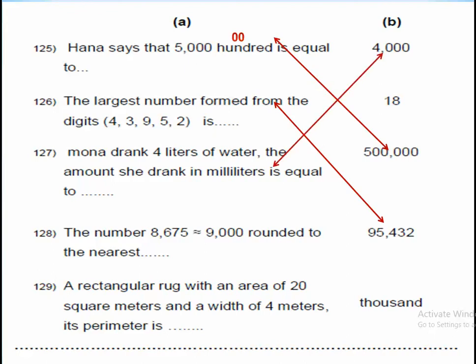The number 8,675 is rounded to 9,000 to the nearest, here we have 3 zeros, so to the nearest thousand. A rectangular rug with an area of 20 square meters and width 4 meters, then its perimeter. Let's calculate the length. Length equals 20 divided by 4 equals 5. Then perimeter equals length plus width times 2 equals 5 plus 4 times 2 equals 18.